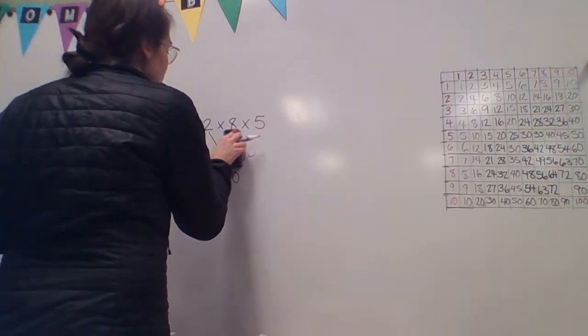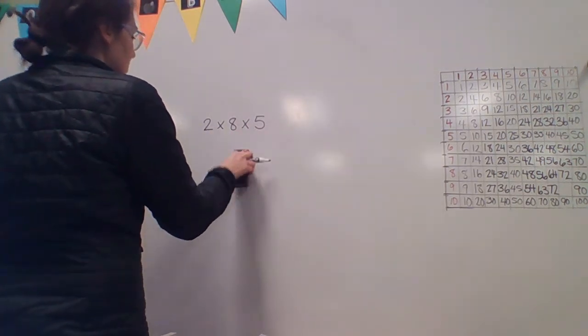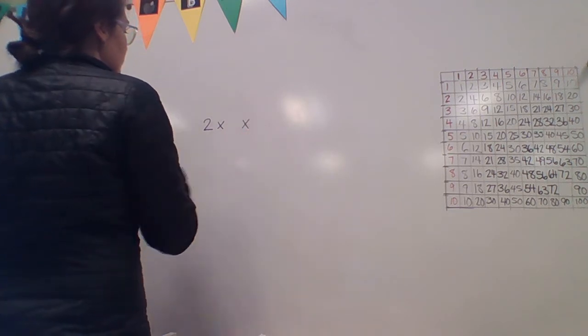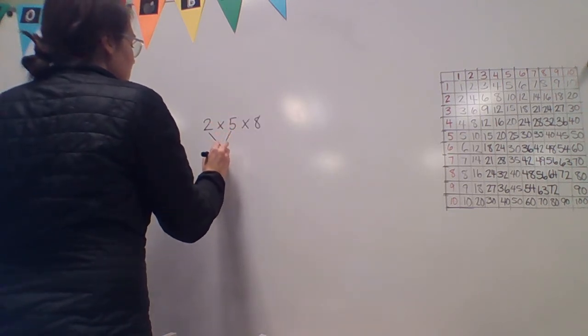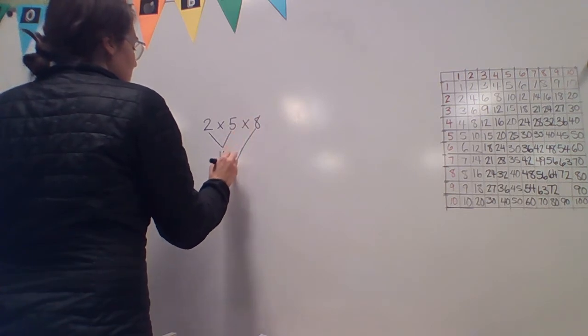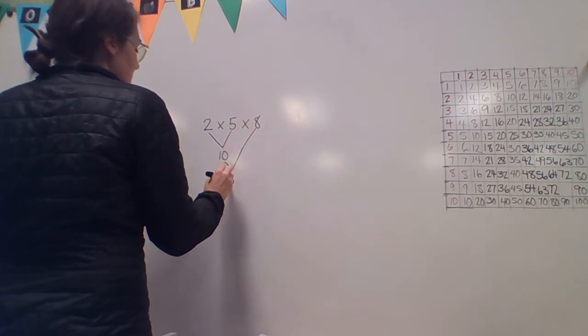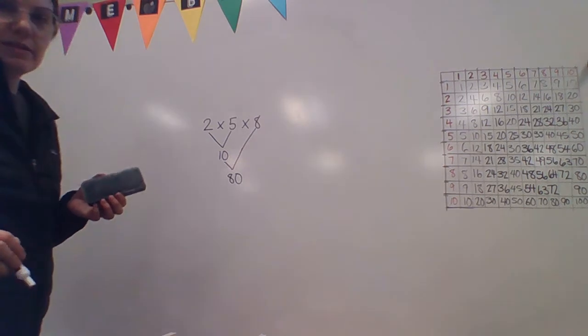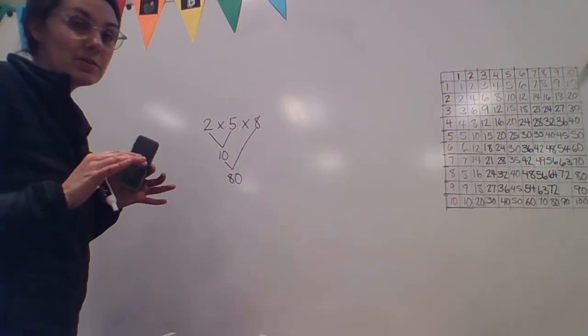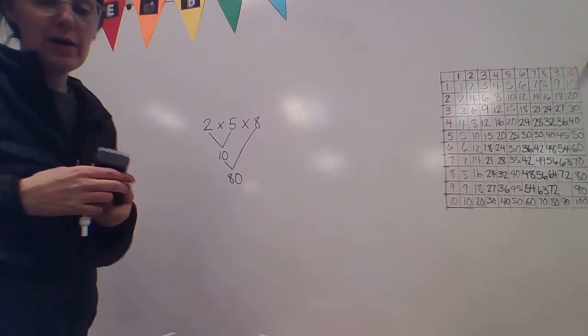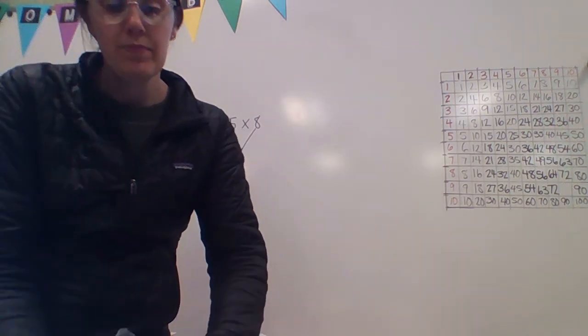I can also do it by changing my order. 2 times 5 is 10. 10 times 8 is 80. So I'm still getting the same answer no matter how I group my numbers or how I switch the order.